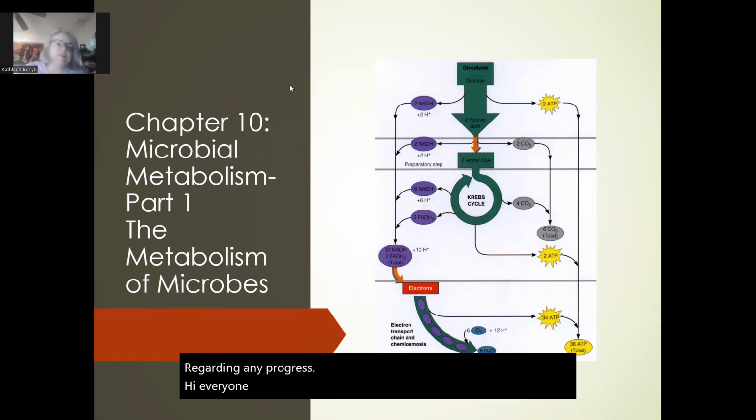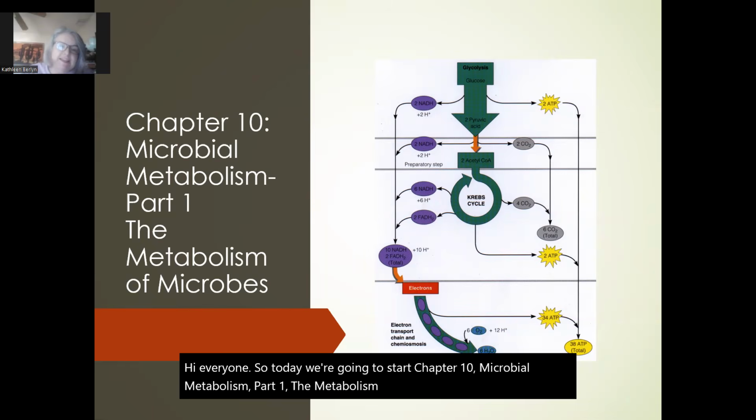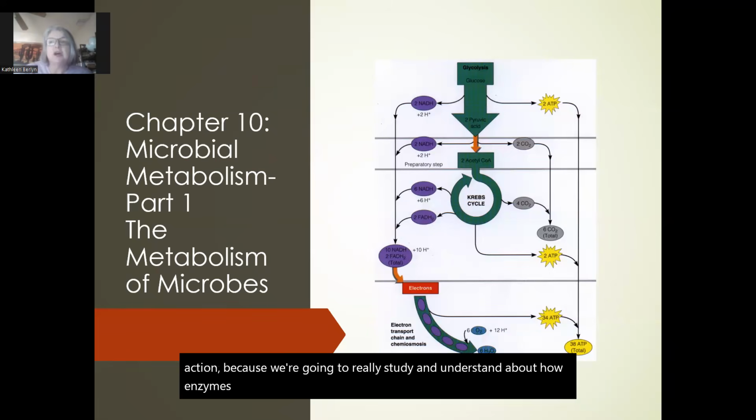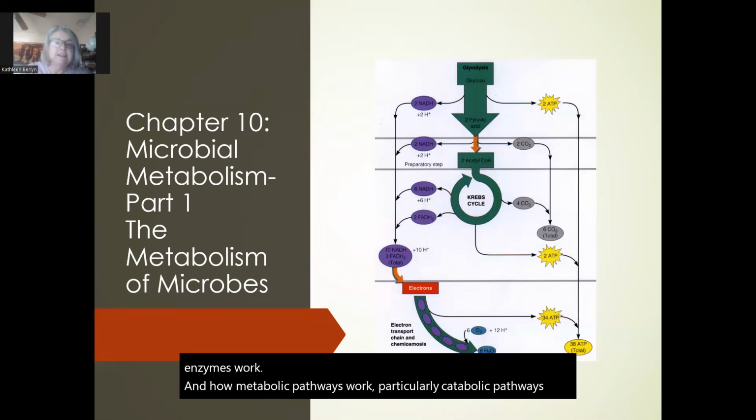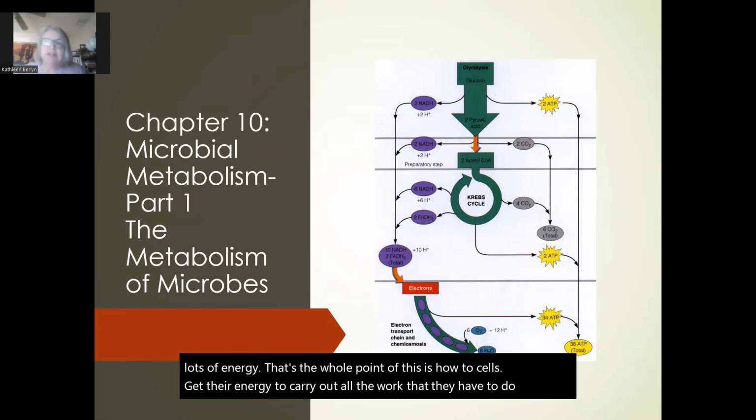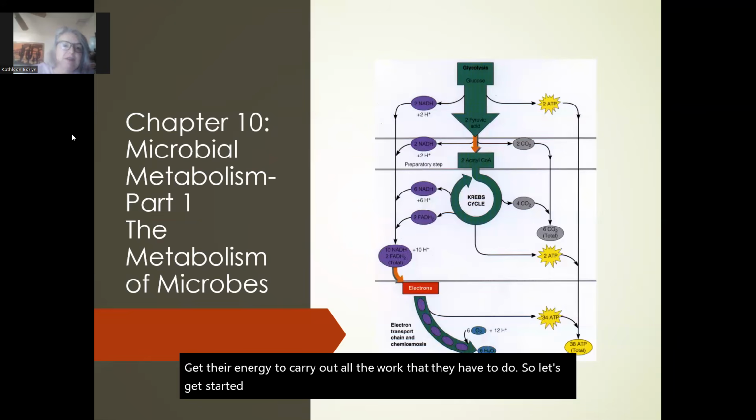Hey everyone, so today we're going to start chapter 10, Microbial Metabolism, part 1, the metabolism of microbes. This chapter is often a challenge for students because it involves a lot of biochemistry in action, because we're going to really study and understand how enzymes work and how metabolic pathways work, particularly catabolic pathways, the breakdown of glucose, ultimately to carbon dioxide, water, and boom, lots of energy. That's the whole point of it, how do cells get their energy to carry out all the work that they have to do. So let's get started in this first section, the metabolism of microbes.